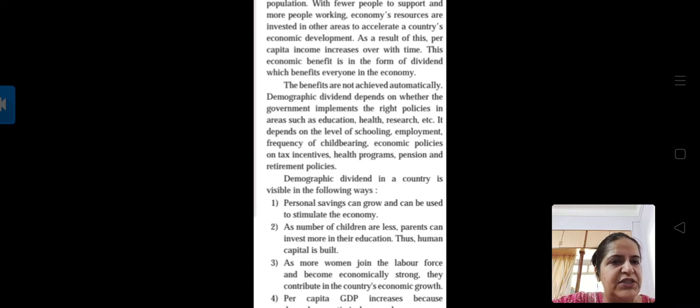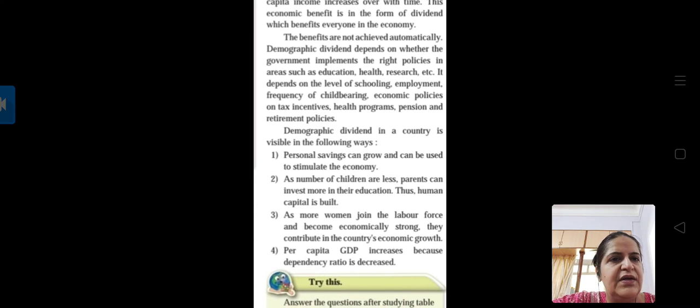Per capita GDP increases because the dependency ratio is decreased. Very clearly, when the young people as well as the elderly dependents are reduced, the per capita GDP always increases, it adds on. The working people always add on to the per capita GDP.